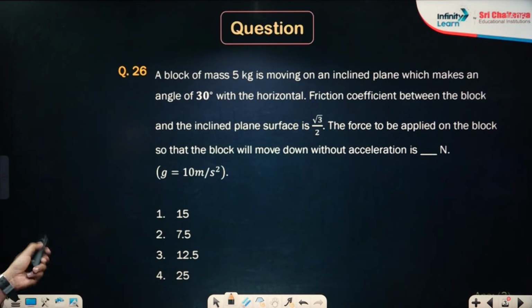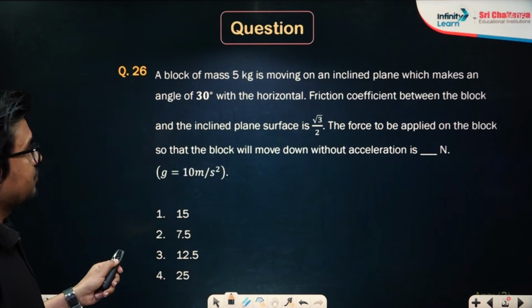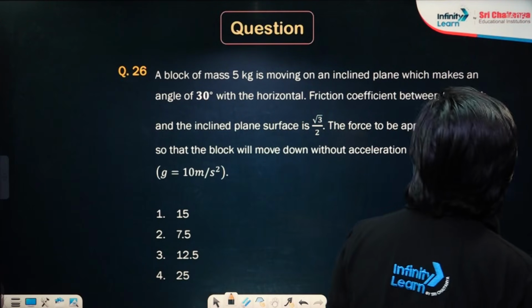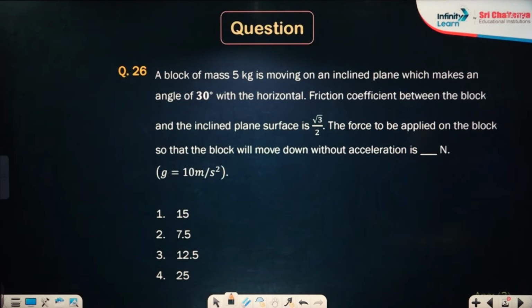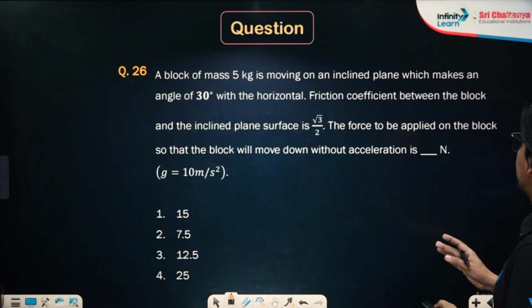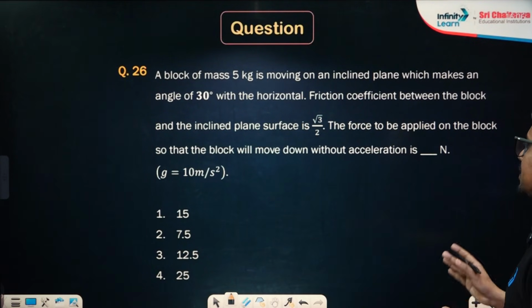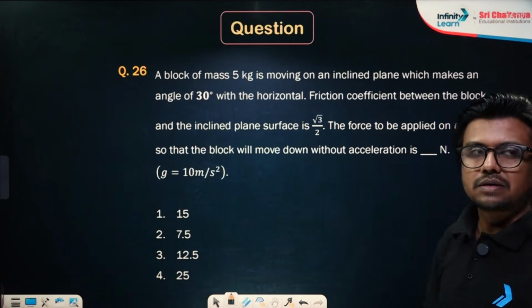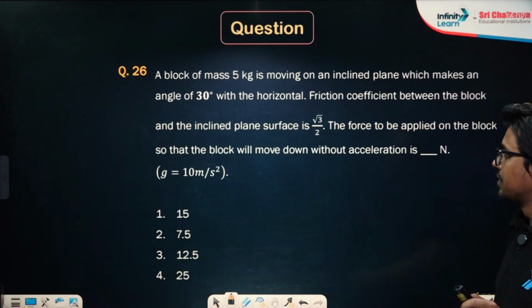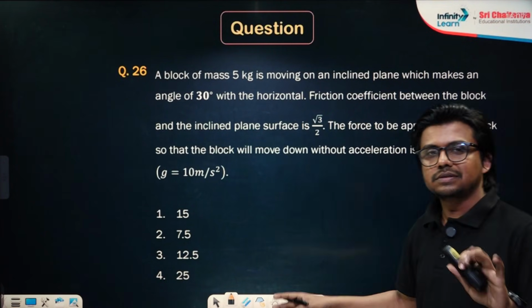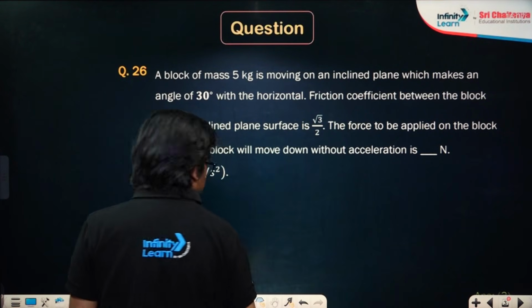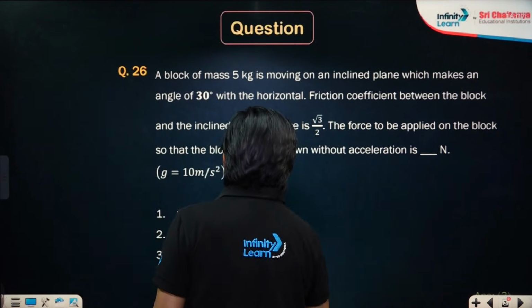So the very first question you can see on your screen: a block of mass 5 kg is moving on an inclined plane which makes an angle of 30 degrees with the horizontal. The frictional coefficient between the block and the inclined plane surface is square root of 3 by 2. The force to be applied on the block so that the block will move down without an acceleration is. This is the question. If there is no acceleration, we can easily say there is not any net force acting, right?